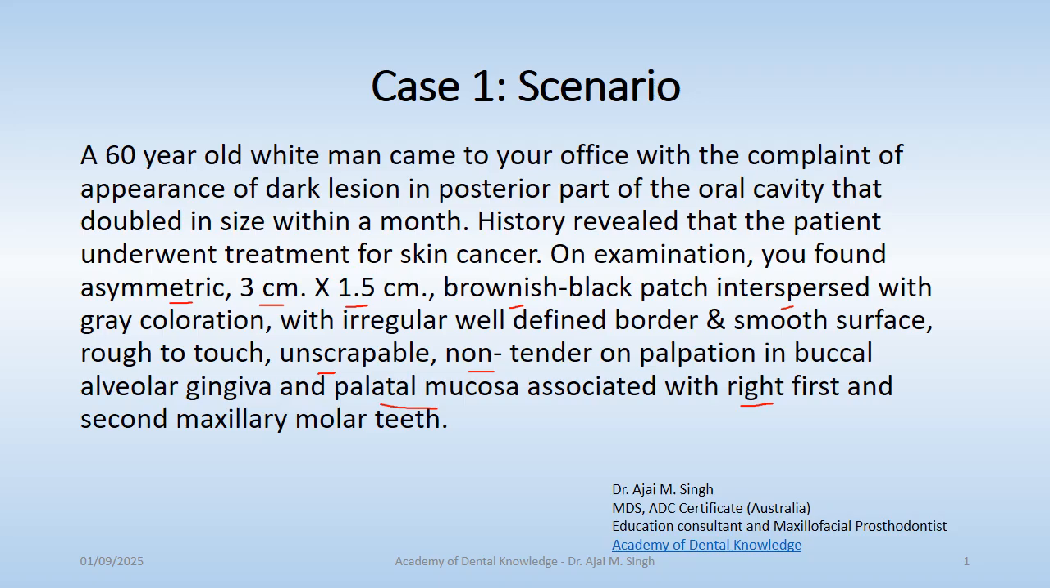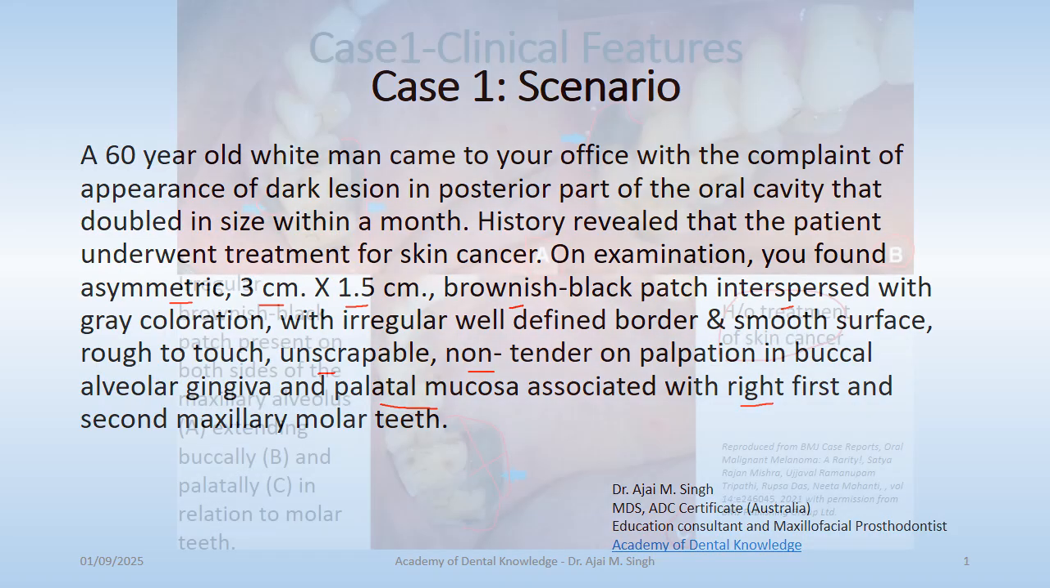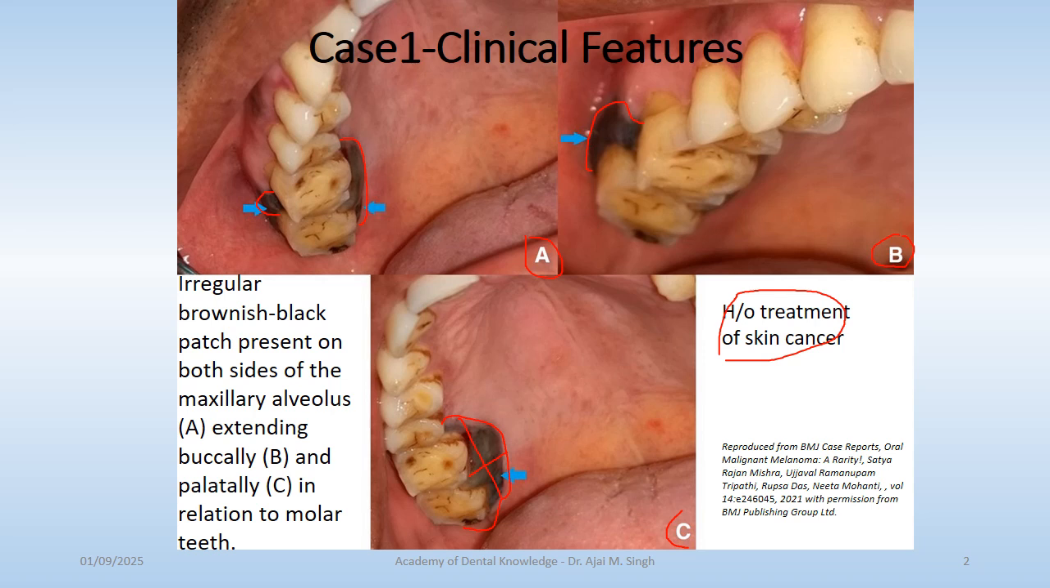It was rough to touch, unscrapable, non-tender on palpation in buccal, alveolar gingiva and palatal mucosa, associated with right first and second maxillary molar teeth along with second premolar. This is the clinical photograph of the patient. Photograph A, you are looking at the black brownish patch on the buccal side and on the palatal side of the right side of the maxillary jaw.